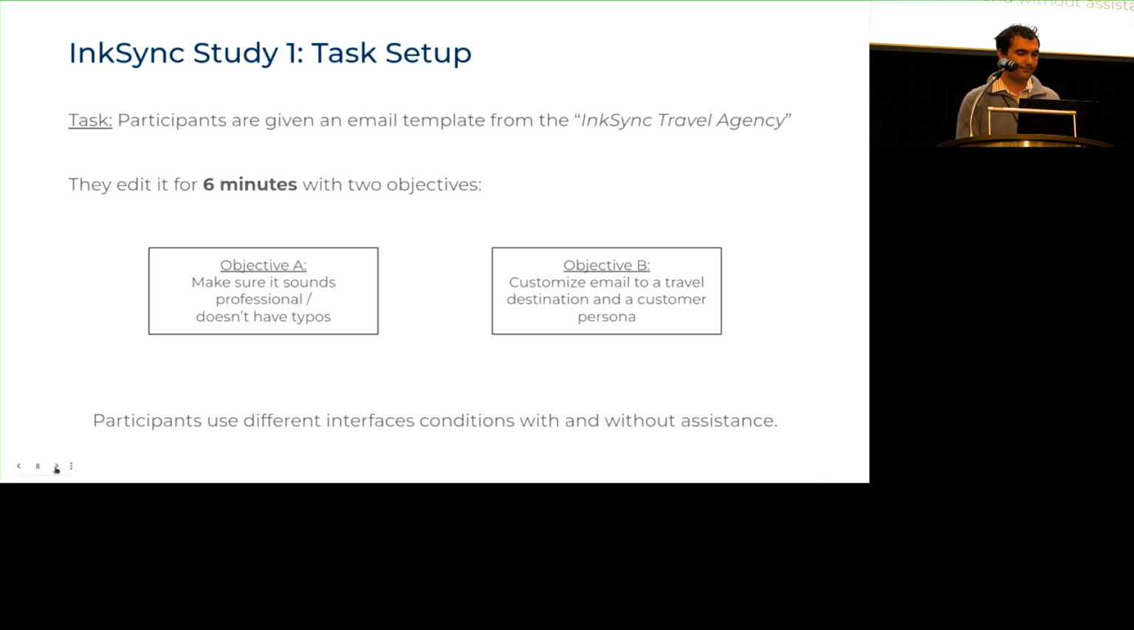Okay. So let me walk you through what we did for the first study of InkSync. So we recruited participants, just like I just recruited you in this InkSync travel agency. And we gave them initial email templates, and we told them, okay, hey, you're going to have 6 minutes to edit this email, and you're going to have 2 objectives. One, let's make sure that it sounds professional and doesn't have any typos. That's objective A. And then objective B is let's customize the email to a particular travel destination and a customer persona that we give to the user.